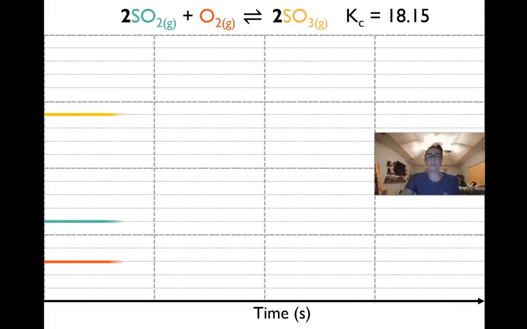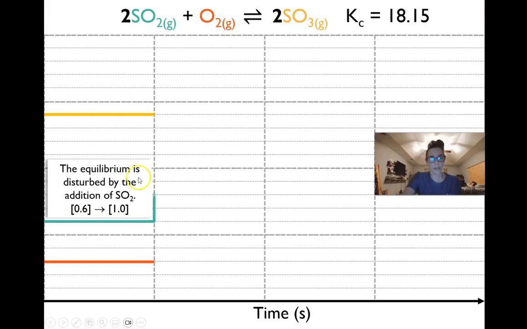Okay, but what if we stress the system out? Okay, it is at equilibrium. These are its equilibrium concentrations that we saw. What if we add a lot more reactants, specifically sulfur dioxide? So its equilibrium concentration is 0.6 molar. But say we bump it up to 1 molar. What is that system going to do if we suddenly increase the amount of sulfur dioxide? It's like, hey, this is too much. This is more than we're supposed to have. I need to get rid of this.